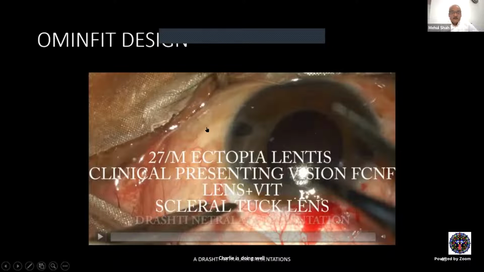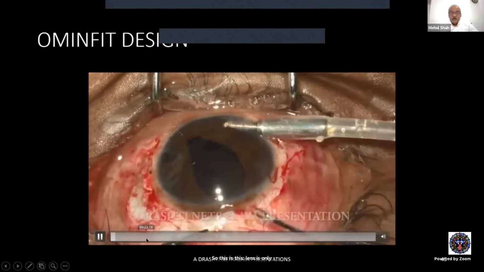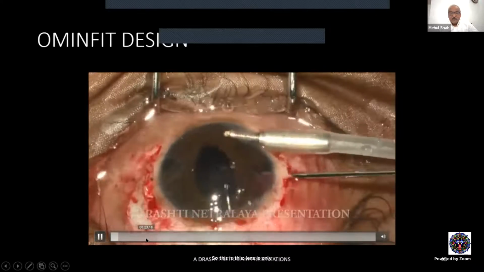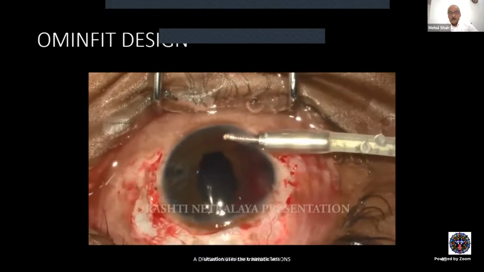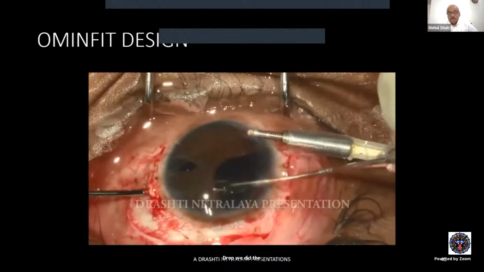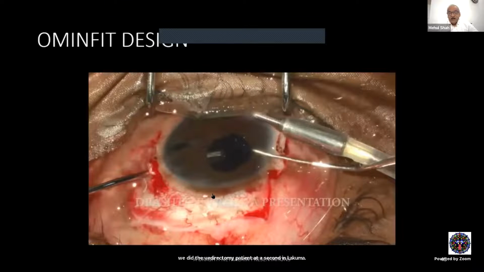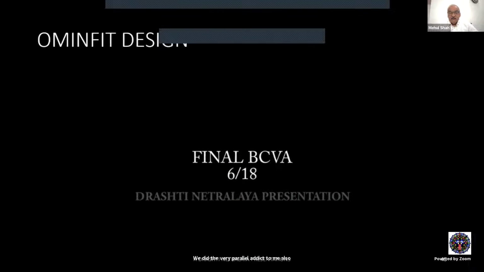So this lens is OmniFit. It can work in any situation. This was a traumatic lens drop. We did the vitrectomy. Patient had a secondary glaucoma. We did the peripheral iridectomy also. And later on, we did the scleral tuck lens.